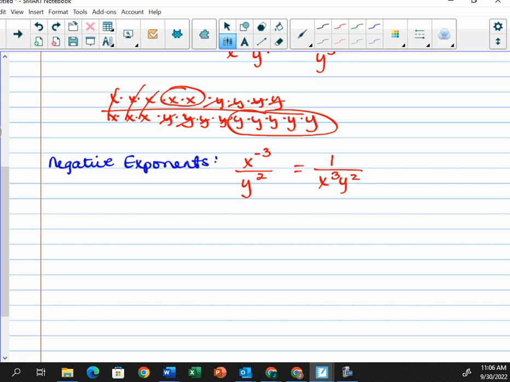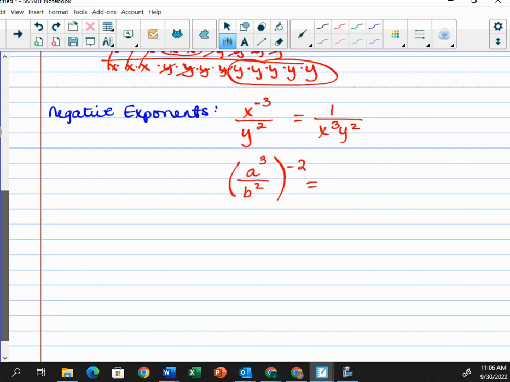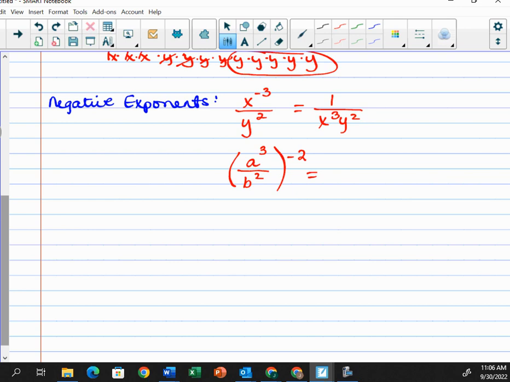Okay. Let's do one more with the negatives here. Let's do a cubed over b squared, all raised to the negative 2nd. Close. You're very close. So this is combining your power to a power and a negative exponent. If you just see it and can write the answer, I'm completely fine with that. If you want to do it in 2 steps, that's fine as well.